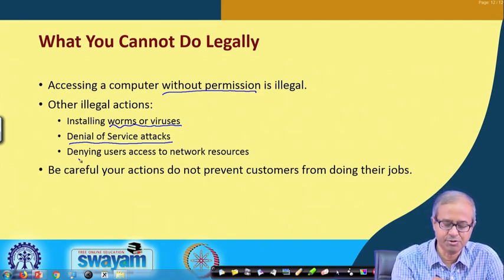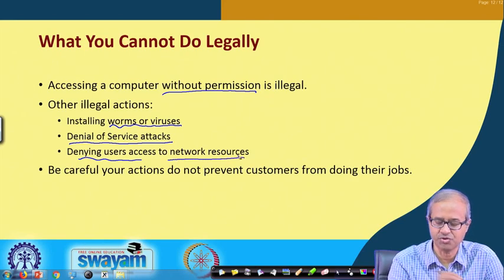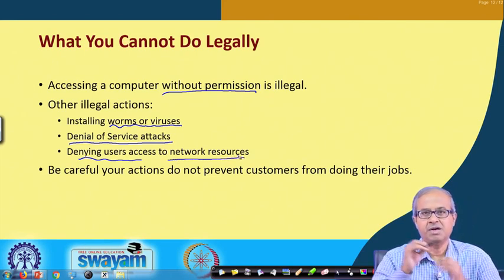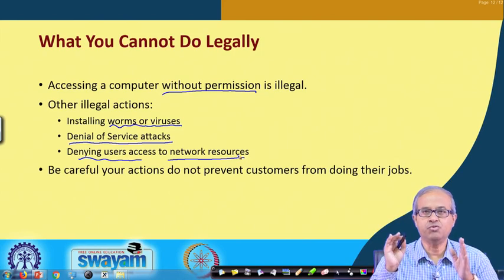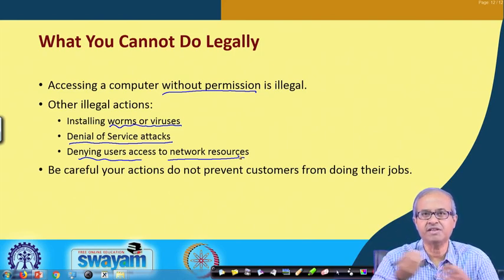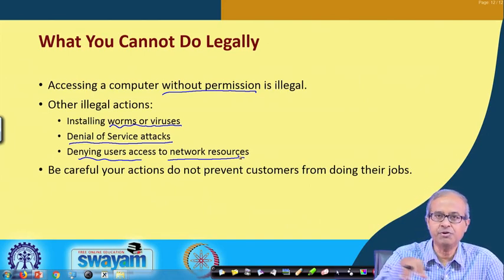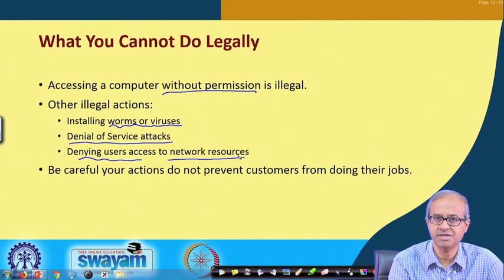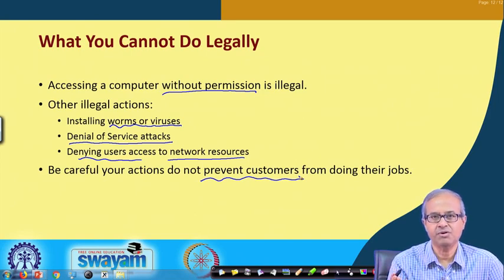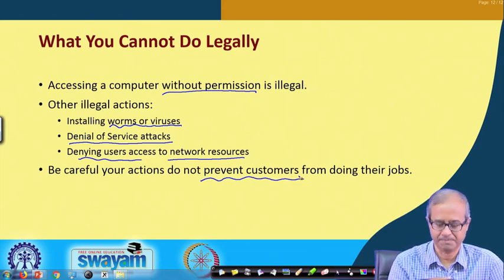Then something similar to that, denying users access to some networking resources, because you should be aware whatever you are doing may be as part of ethical hacking, maybe as part of the work which the company has asked you to do. Maybe you are doing something inside the network of the company, but you should be careful, you should not prevent the customers of that company from doing their job. This is very important. Okay. So, your action should not be disruptive in terms of their business. Okay.